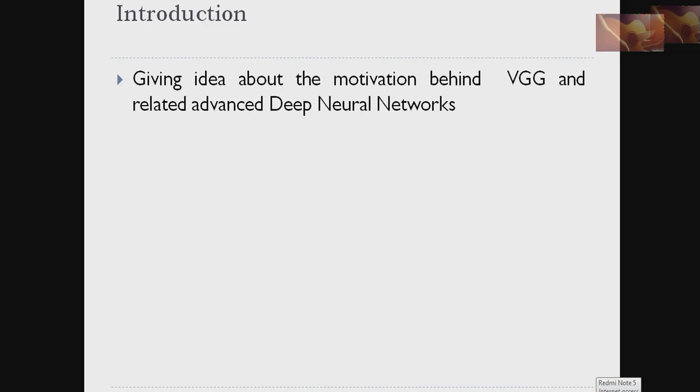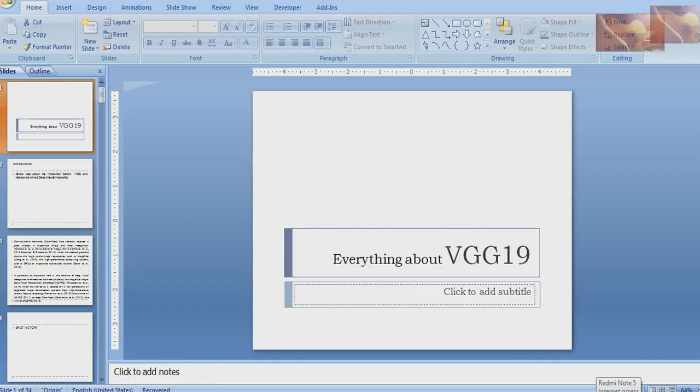For the motivation, we are doing the introduction part to know about the motivation. So I'm starting with the introduction. Basically, the idea for this introduction is what is the motivation behind VGG and the other related advanced deep neural networks, so as to get an overview outlook of what and why we are going after VGG19.